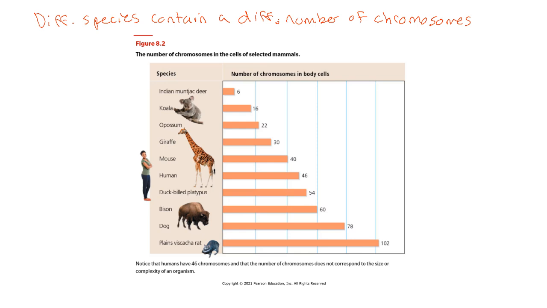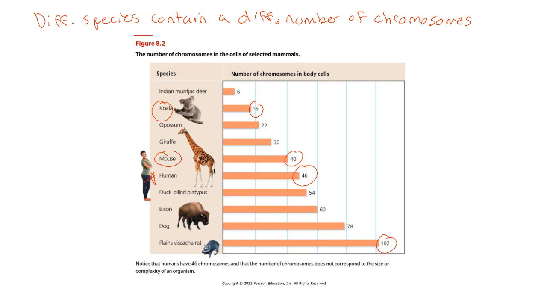For example, the koala here has 16 chromosomes total. A mouse, which we think of as very, very small, has 40 chromosomes. The human has 46 chromosomes. This really weird Vizcacha rat, the Plains Vizcacha rat, has 102 chromosomes.